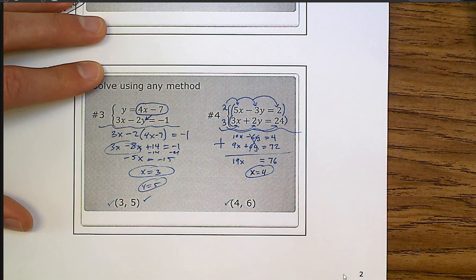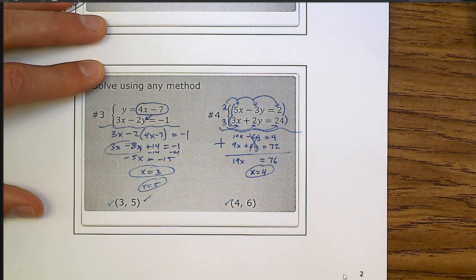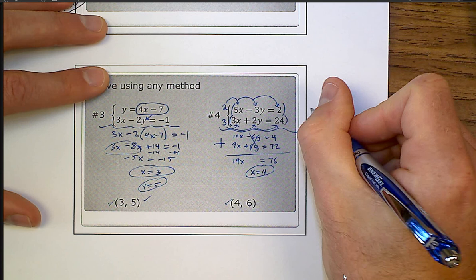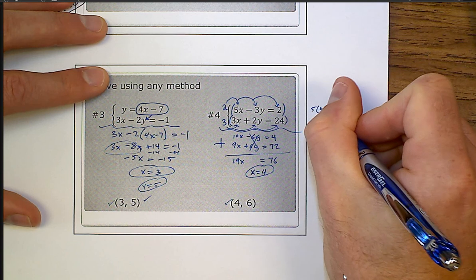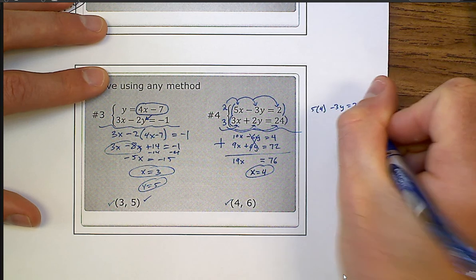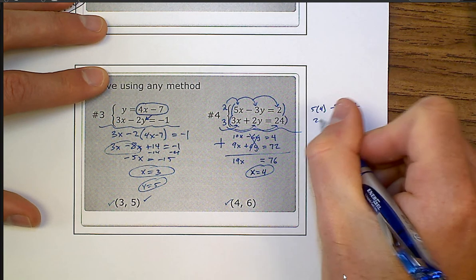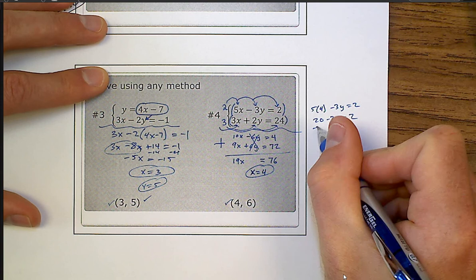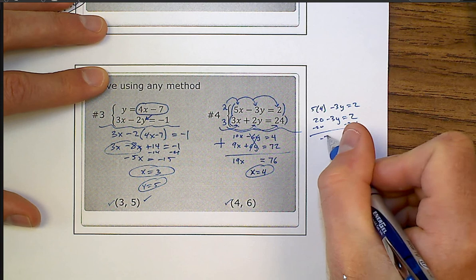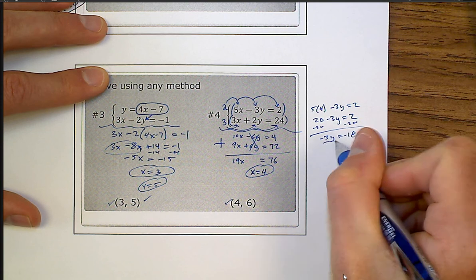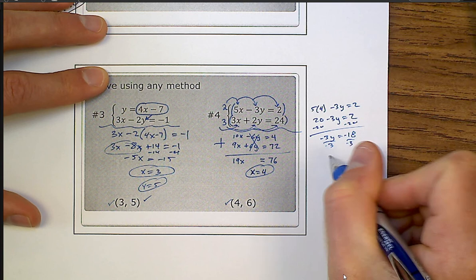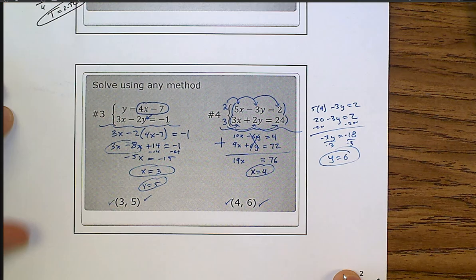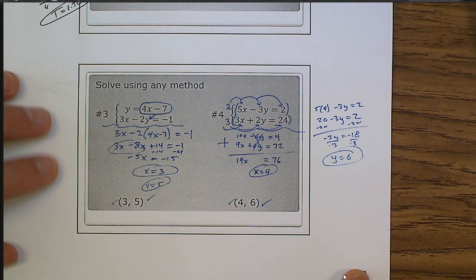And then you've got to plug that back into any of the original equations to get y. So I'll plug it into the top one, so I have 5. Instead of x, I can plug in my 4, minus the 3y equals 2. And that's going to give me 20 minus 3y equaling 2. I'm going to subtract 20 from both sides, and that's going to give me negative 3y equals negative 18, and divide by negative 3, and I get y equals 6. Check.